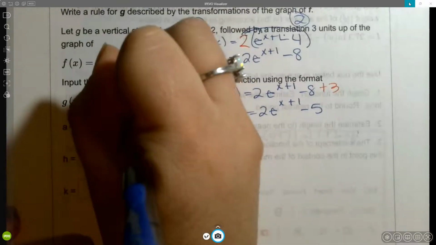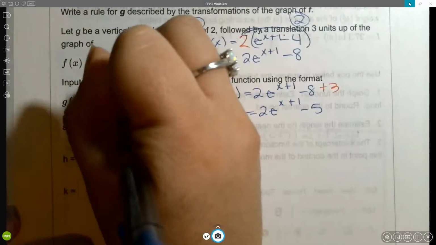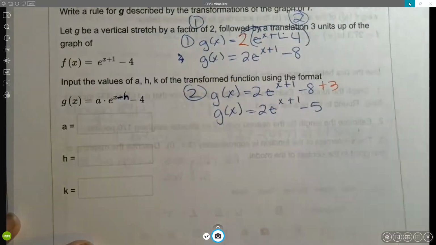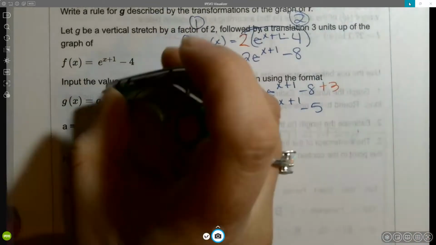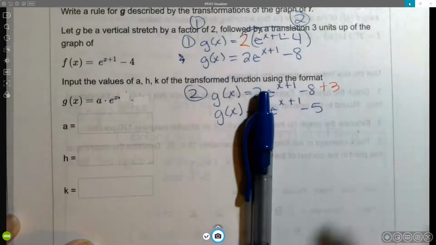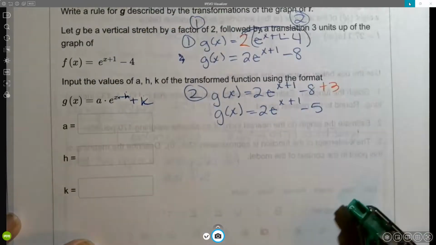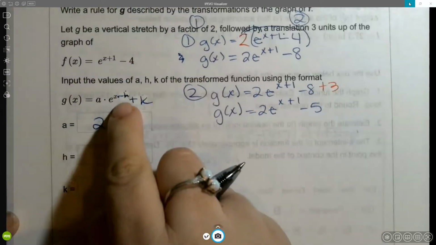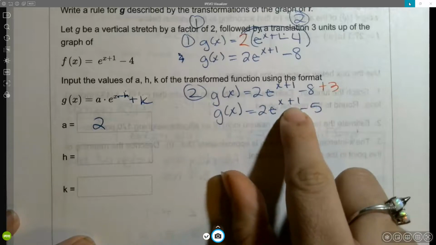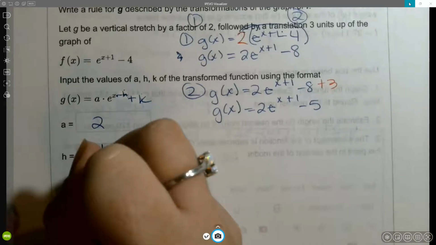This should actually say minus H plus K at the end. This will be fixed when you guys take it. Okay. So A is the same as it is right here, so just the 2. Minus H is opposite the sign, so opposite of positive 1 is negative 1. And then K is the same sign, so negative 5.